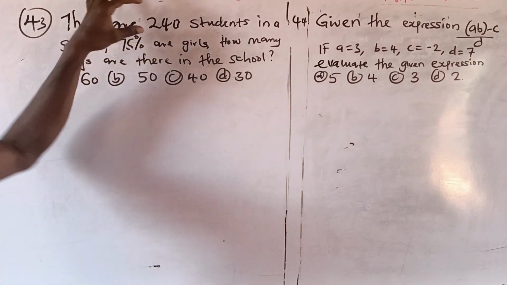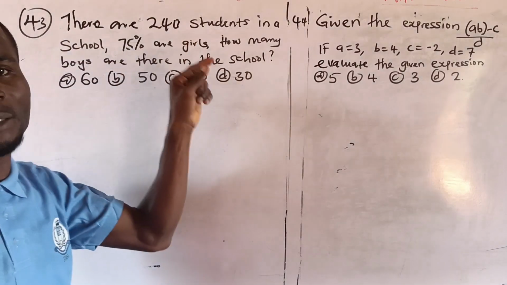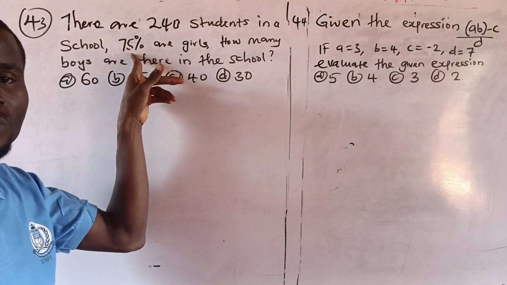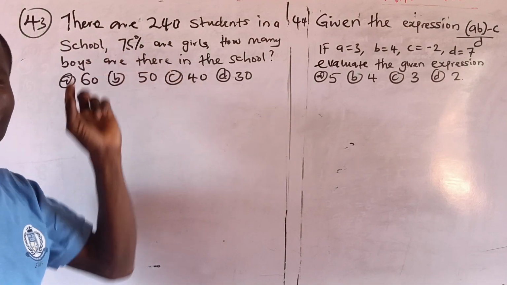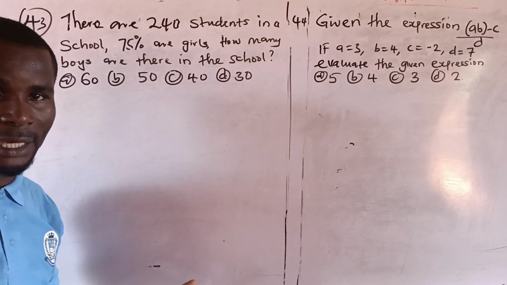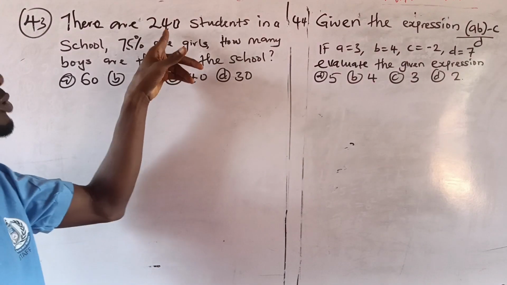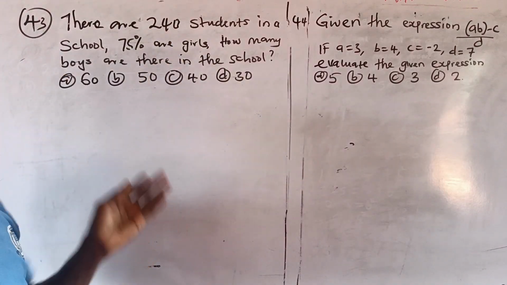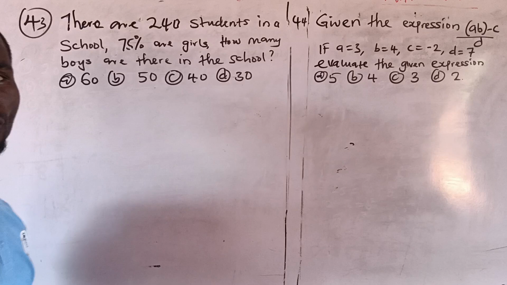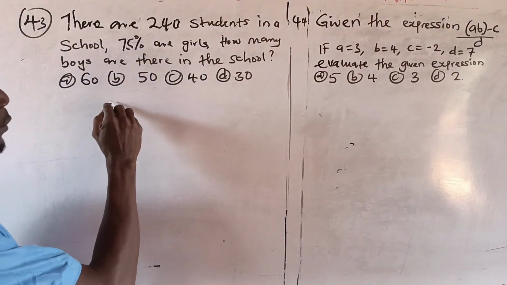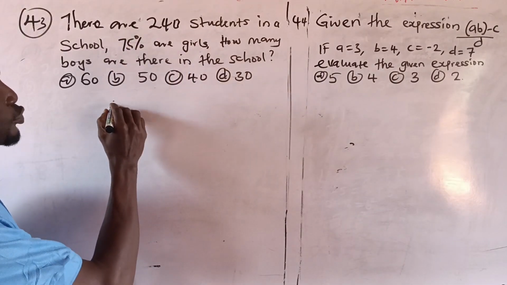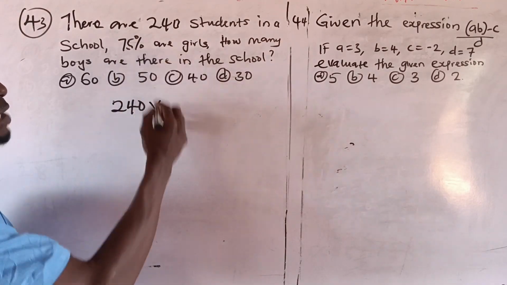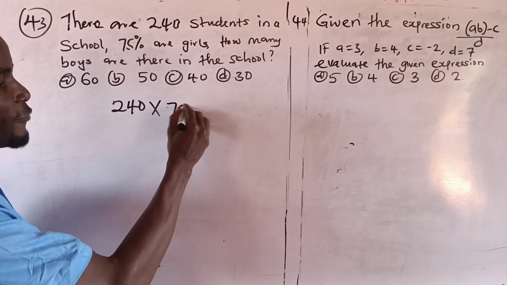How do we know it? We are going to multiply the total number in the school by the percentage, for us to get the number of girls. Once we know the number of girls, we subtract it from the total number of students, then the remaining figure will be for the boys. So now let's do it. We have the total number of students as 240, right? 240, multiply it by the percentage of girls, which is 75%.